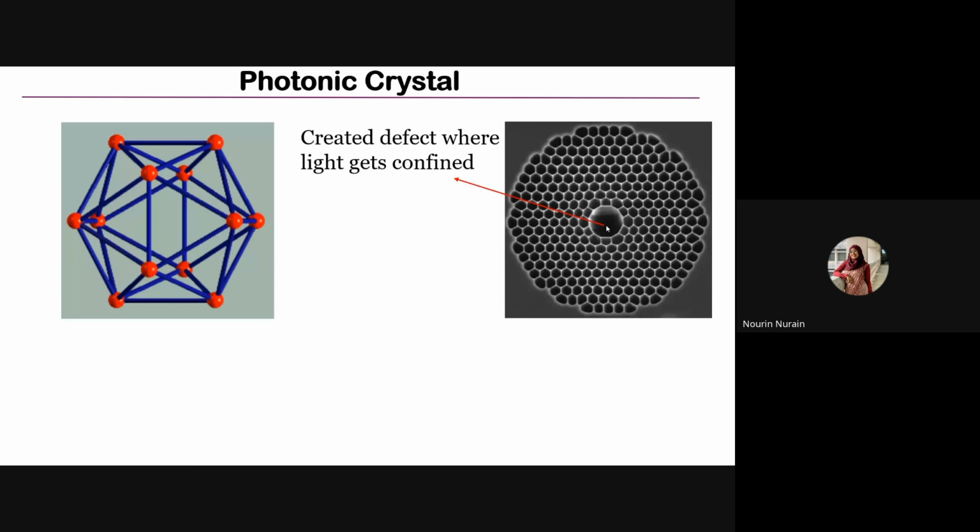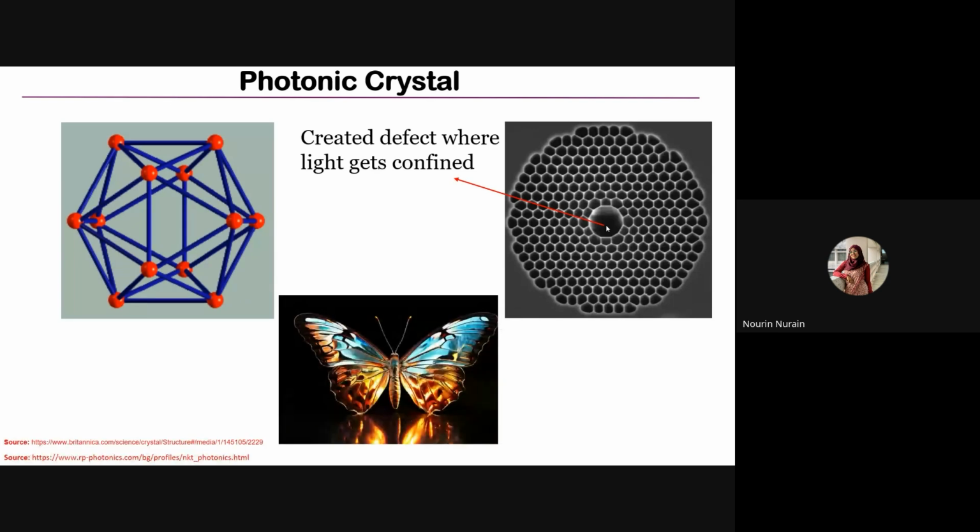So we can see a real life example of a photonic crystal, which is if we think of a butterfly which reflects different patterns, different colors, which is not only pigment but also due to the material pattern of its fin.